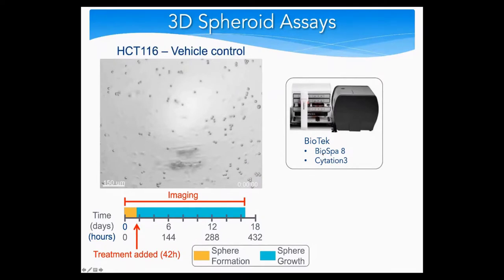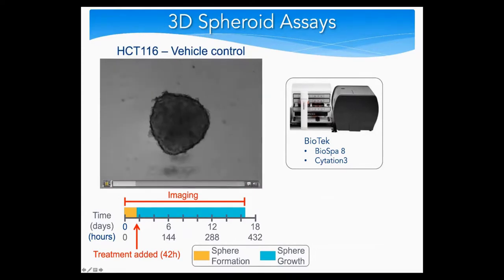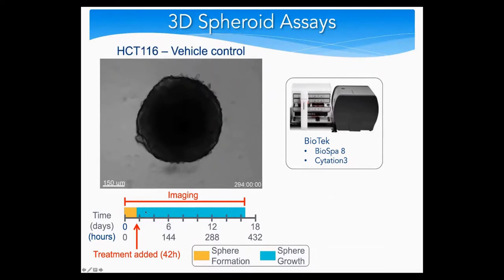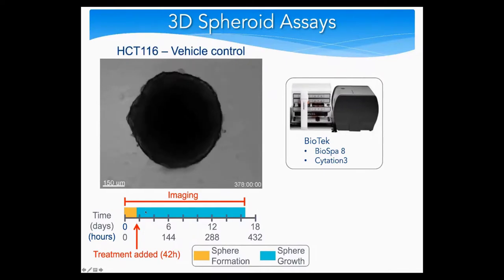And we're really doing this using that Biotek system that we have, which is the BioSpa 8 in combination with the Citation 3. So these experiments are performed in 96-well round bottom plates. Cells are seeded in that, and what you can see here initially are those individual cells, and as this movie plays, you'll see them coalesce together, form that tumor spheroid, and begin to grow over the time course of this imaging, which is roughly 2 weeks.